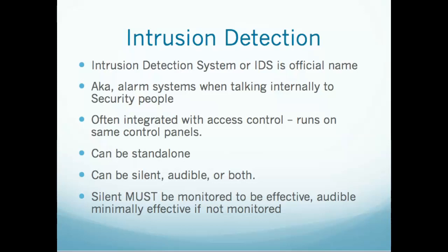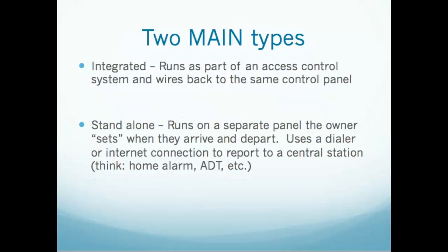So silent has to be monitored. Audible has a limited purpose. So as I said, there are two main types. There are other types of intrusion detection systems out there, but the two main types that you will run into 99.9% of the time are an integrated system, and it's running as part of your access control. So it's just another input going into that access control panel, the one that the reader went into and the electric strike went into. Remember all those wires? And you just have an alarm that goes in there as well, and I'll show you how that's hooked up.